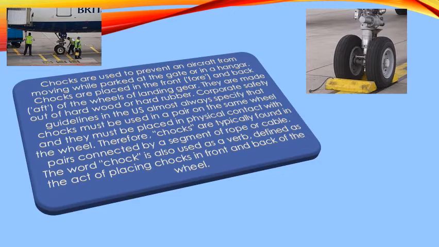Next thing is chokes. A choke is like a stopper for the wheel. Chokes are placed in front of and behind the aircraft wheels. In order to stop it, they must be used in a pair, because you can't put one on one side and leave the other side. Choke is also used as a verb, defined as the act of placing in front of and behind the wheel. A choke is for stopping the wheel from moving from one side to another.